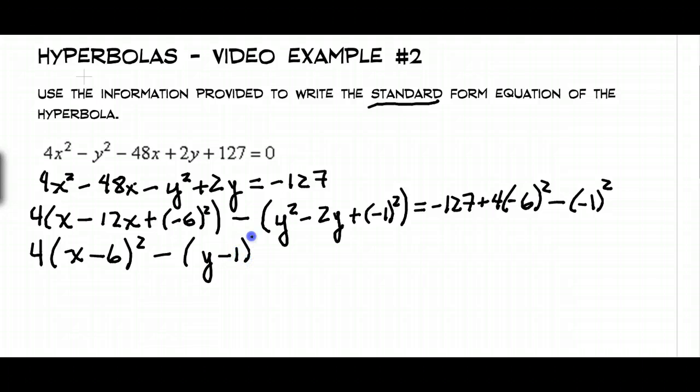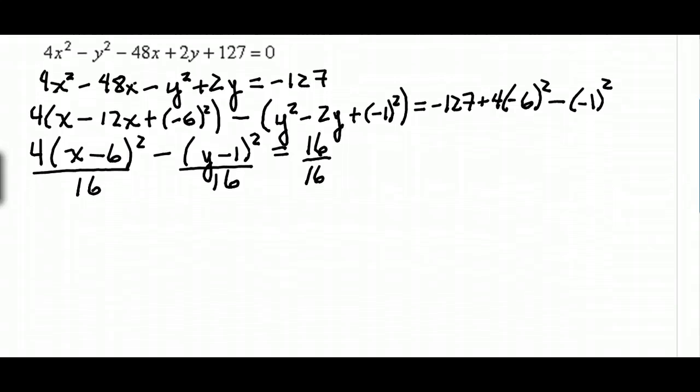minus 1 squared is equal to, alright, all of this over here should equal 16. Our standard form, it's got to equal 1, so I'm going to divide by 16, so it'll equal 1 there. If I divide this side by 16, I have to divide everything on this side by 16, so divide these also by 16. Then we'll do a little bit of simplifying.